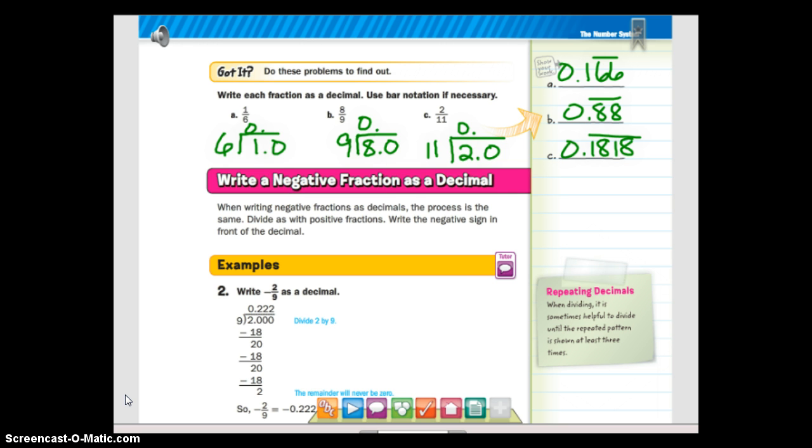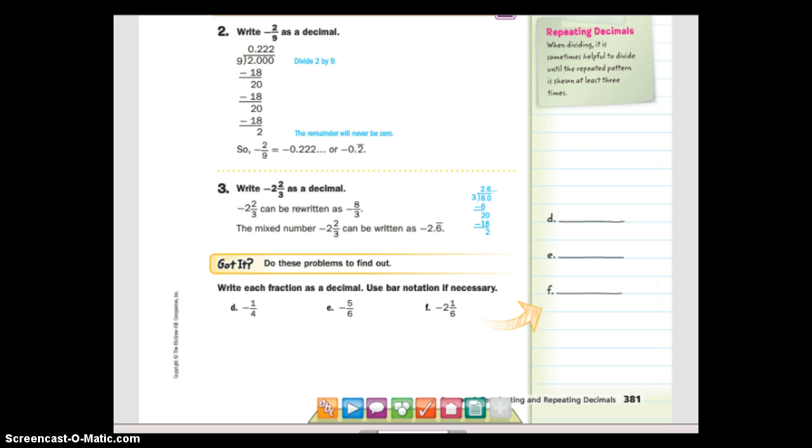Now, when we're talking about negative fractions as decimals, the problem is exactly the same as the previous problem, except the last step is to take that negative and make sure it appears on your answer. Again, it's still a division problem. Lastly, when we have a mixed number, we can take the whole component out and then work with the fraction. In this case, we know we're going to start with -2. Then we have to determine what to do with the 2/3.